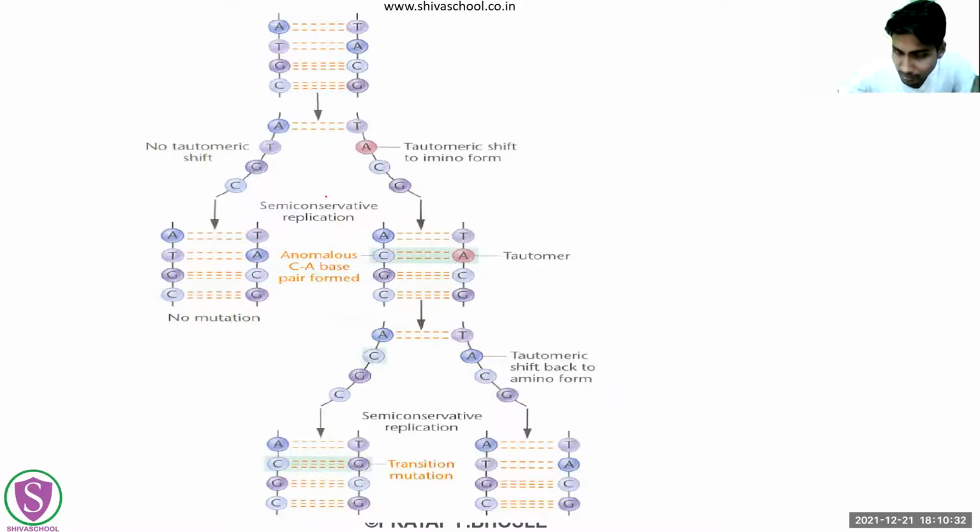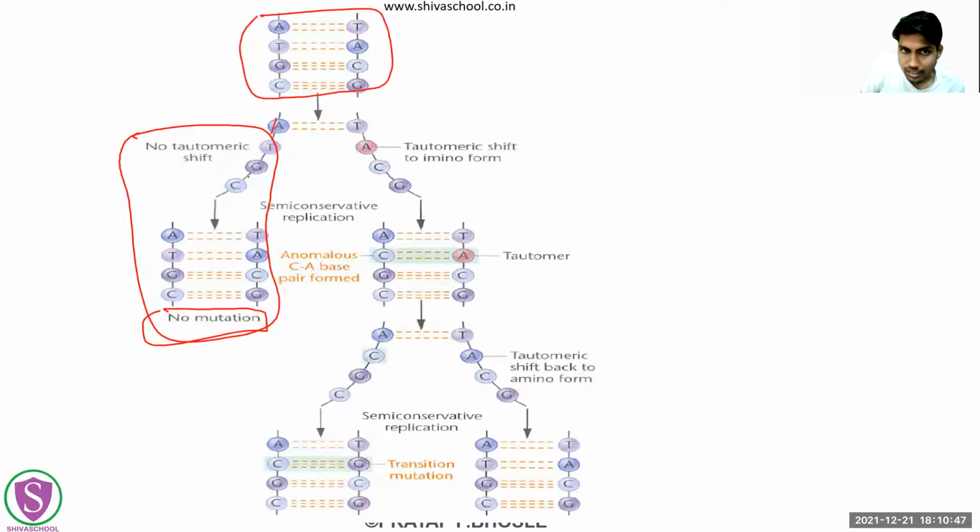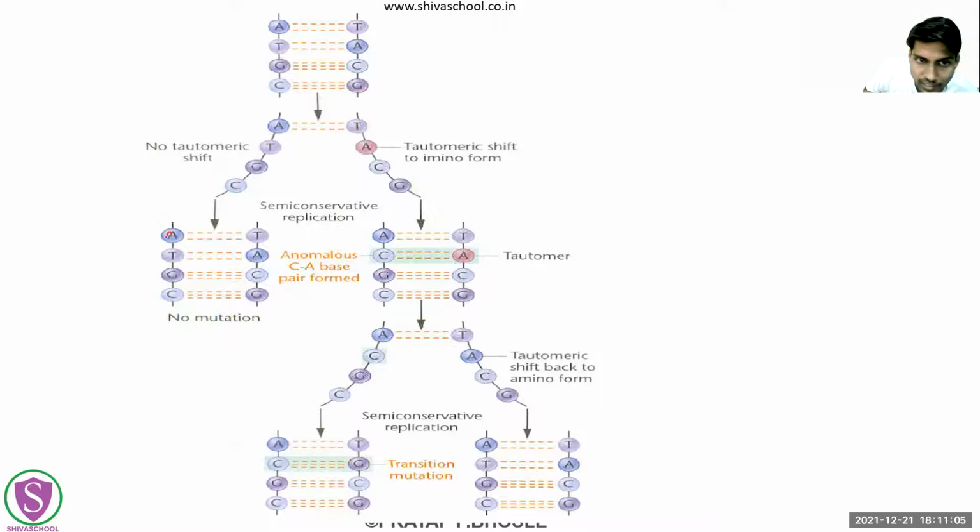Let's see. Okay, we have seen some part of the theory. See, this is what is happening in a non-tautomeric state. If there is no tautomeric effect, then there will be no mutation. Okay, why is there no mutation? See, this is the DNA strand. Okay, this got unwound, so ultimately it will perform semi-conservative replication. Whatever adenine, thymine, guanine, cytosine is there, you can see this.